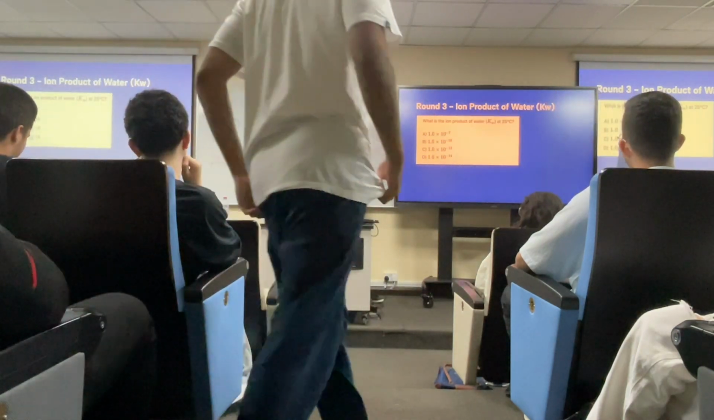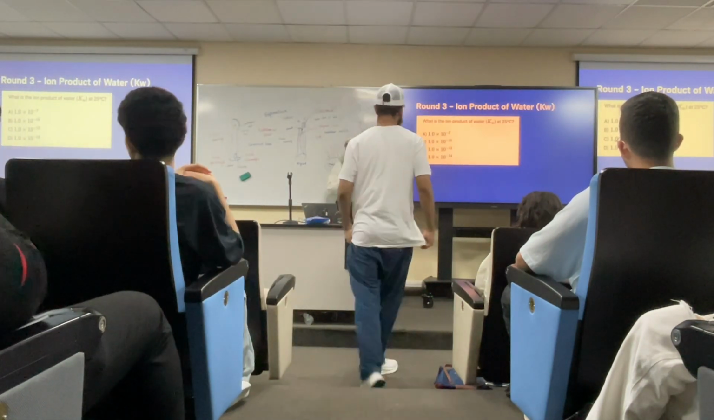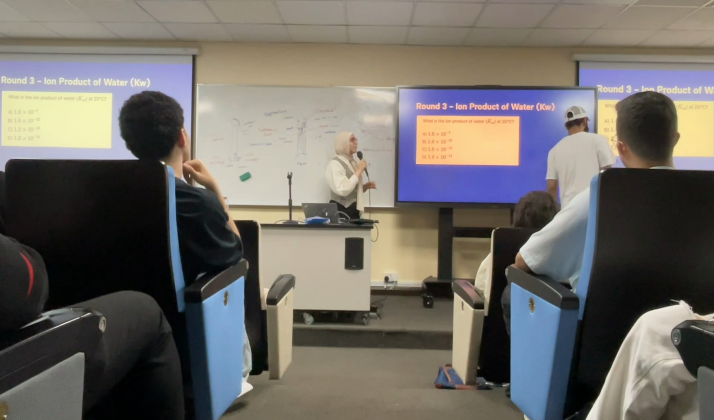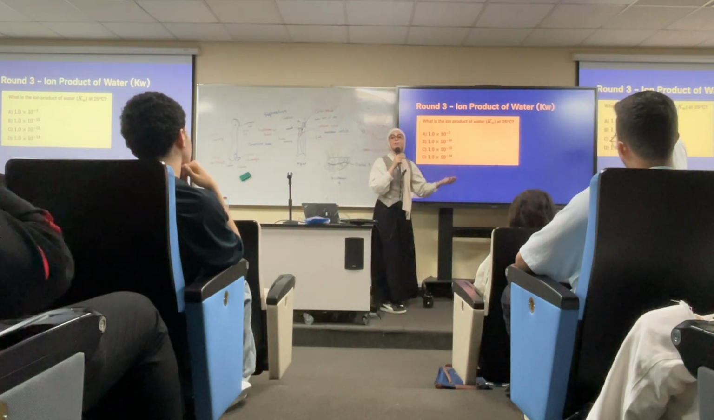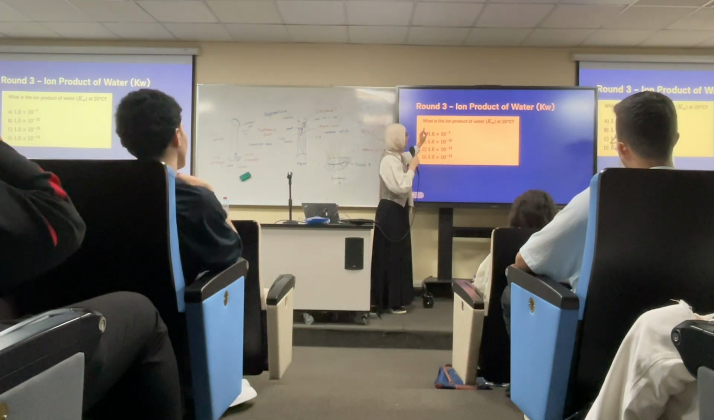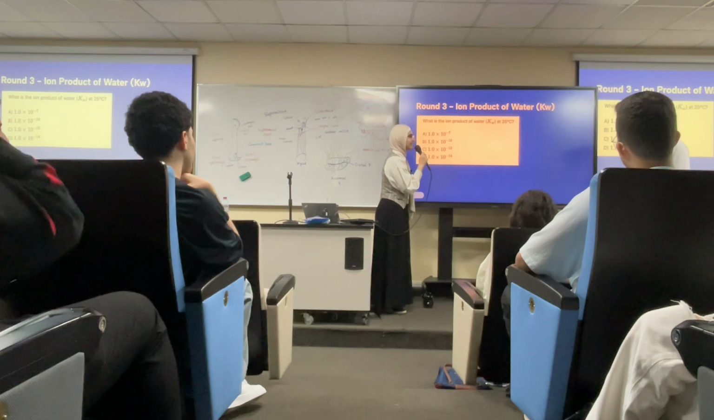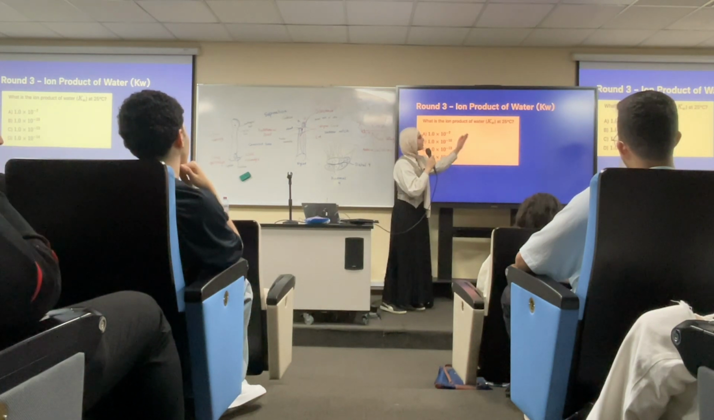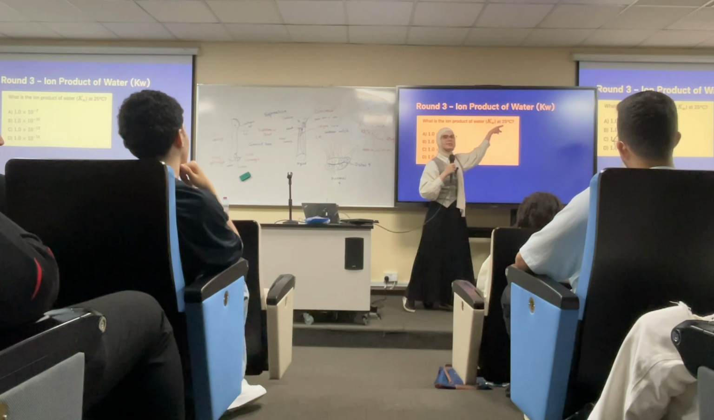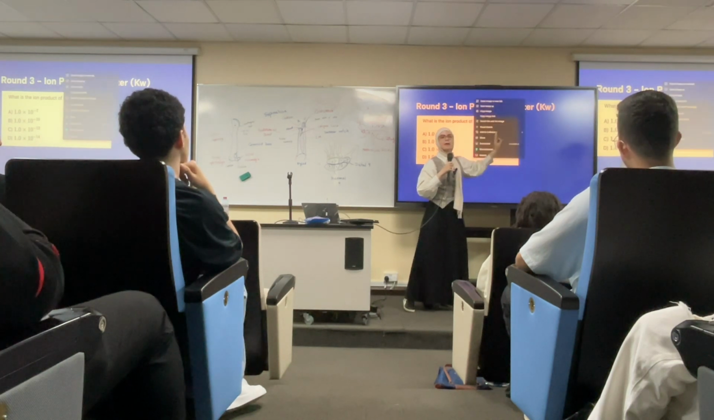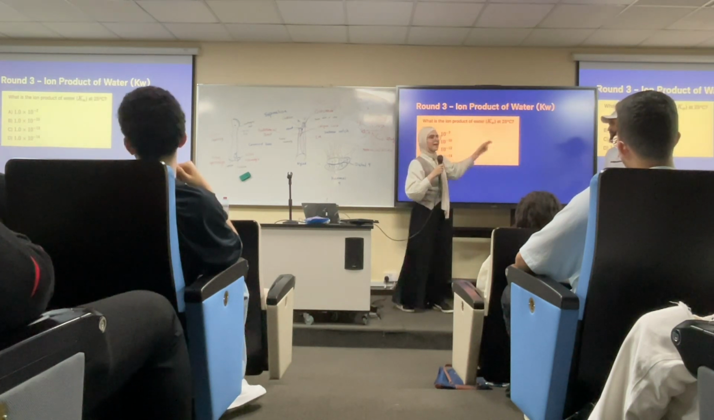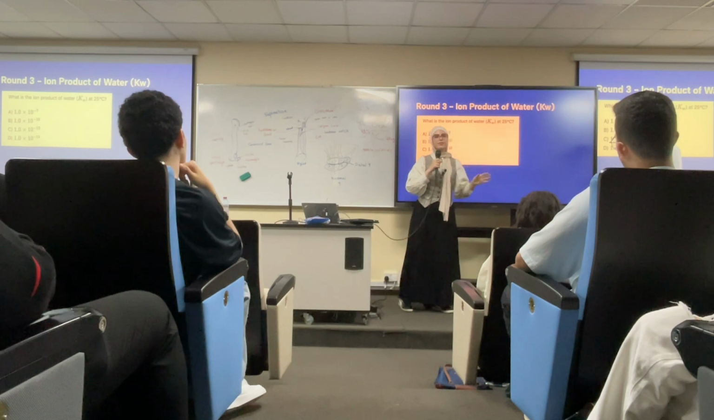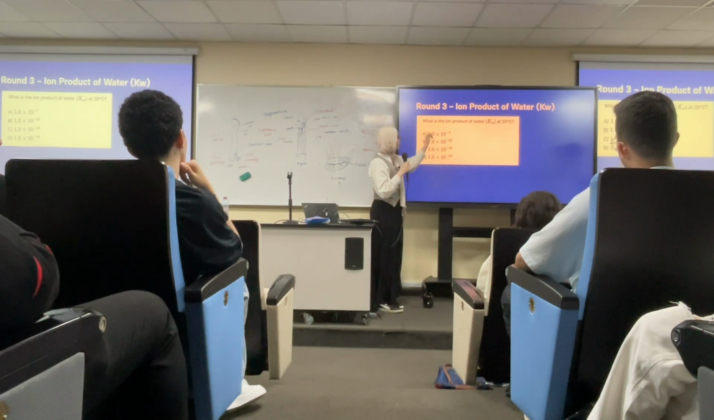The concept that we're testing for round 3 is the ion product of water. That's the same as saying the equilibrium constant of water. Abdullah, what is the ion product of water at 25 degrees? If I say 25 degrees, what does that indicate? Room temperature, and I could add normal atmospheric pressure. Which one of these is the correct answer?